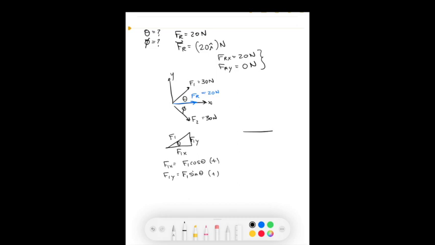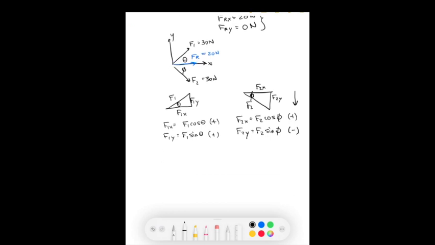You can do the same thing with F2. So here's F2, and this is the angle phi, and this is F2y and F2x. F2x is equal to F2 cosine of phi, and F2y is equal to F2 sine of phi. Again, this acts in the positive x direction, but the y is downward, so it's negative.